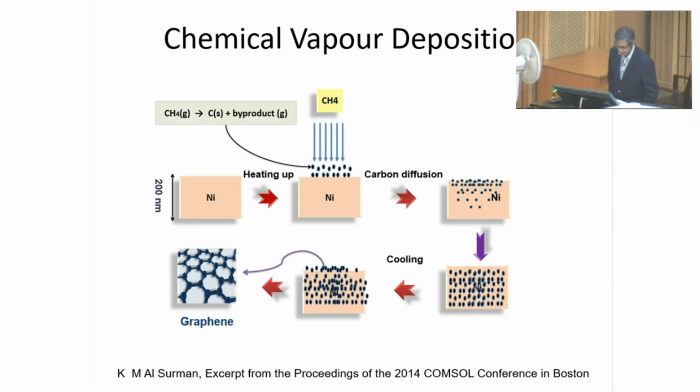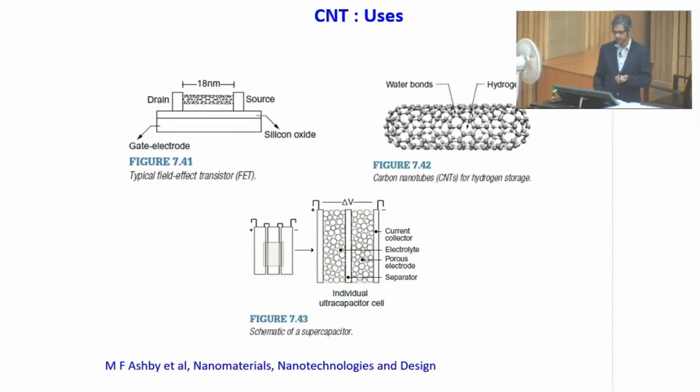This is taken from K.M.L. Surman. There was a conference in 2014 on COMSOL, and this particular picture was depicted there. So that means we can produce graphene by physical exfoliation, chemical exfoliation, or by chemical vapor deposition.